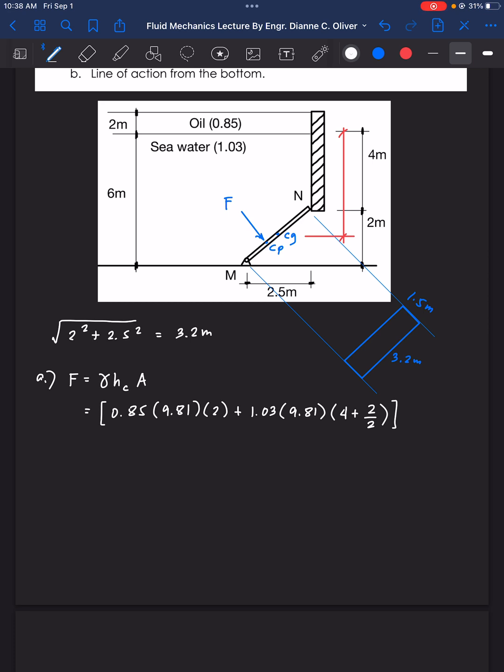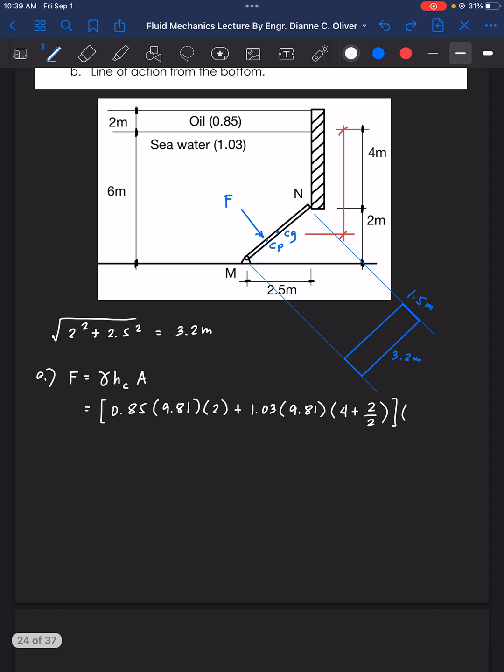Now, in order to convert it into force, we need to multiply by the area. So this is already the gamma times hC, and this part here is the area, which is 1.5 times 3.2. So what's the answer here? 0.85 times 9.81 times 2 plus 1.03 times 9.81 times 5, times 1.5 times 3.2. And the force here is 322.55 kilonewtons. So that's the force acting on the gate.